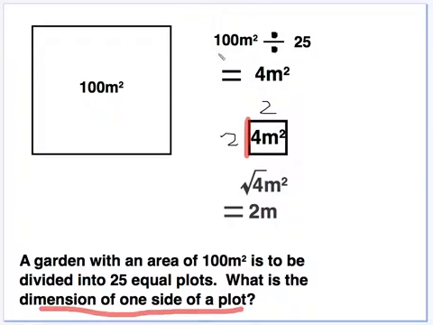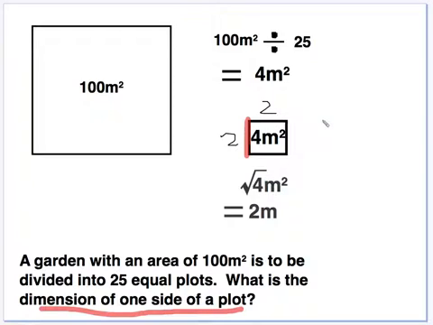So just to review, you had 100 square meters, you had to divide it into 25 equal plots, so everybody gets 4 square meters. 4 square meters, when you break it down, is, first of all, a perfect square. I hope you guys recognize that. The dimensions would be 2 by 2.